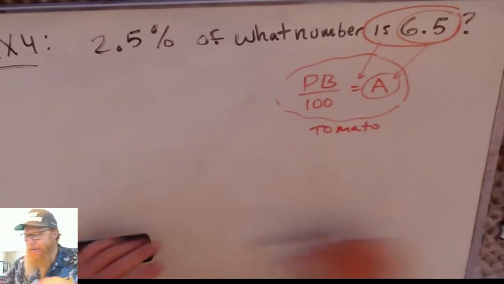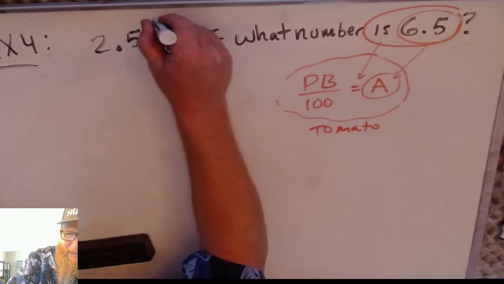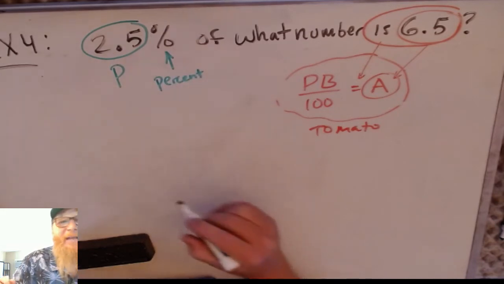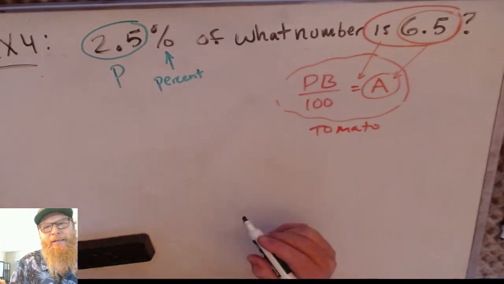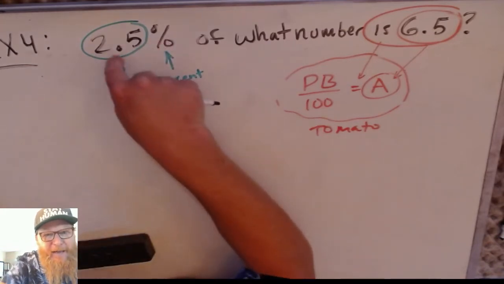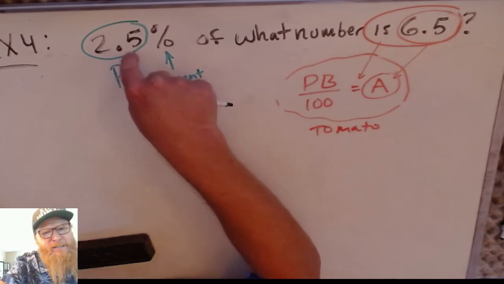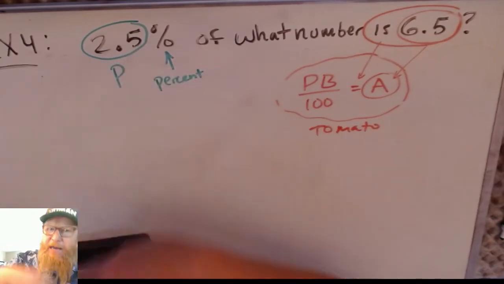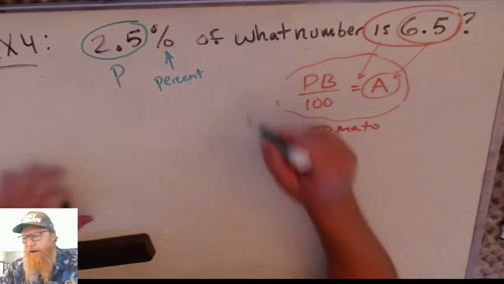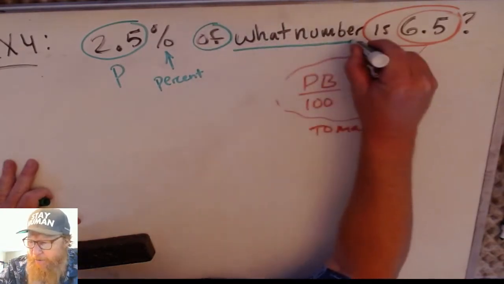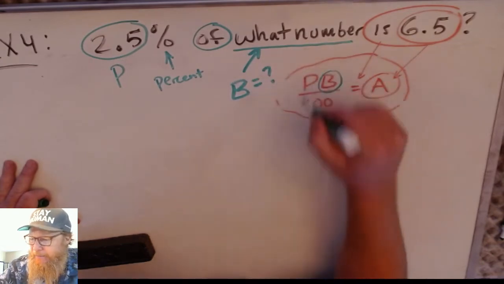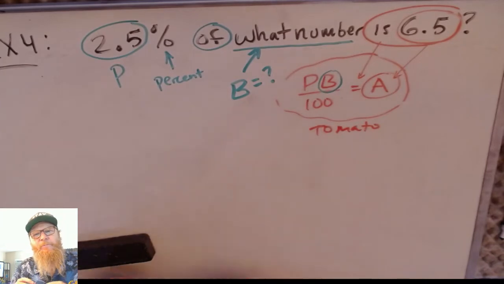So that means this must be P. The percent symbol gives it away. All right. Now I have to be careful. The percent symbol just tells me that P is 2.5. I don't want to say P is 2.5% because then you end up with a double percentage that screws everything all up. And then look for the keyword of what number. So what number must be B? So B is what I'm looking for.